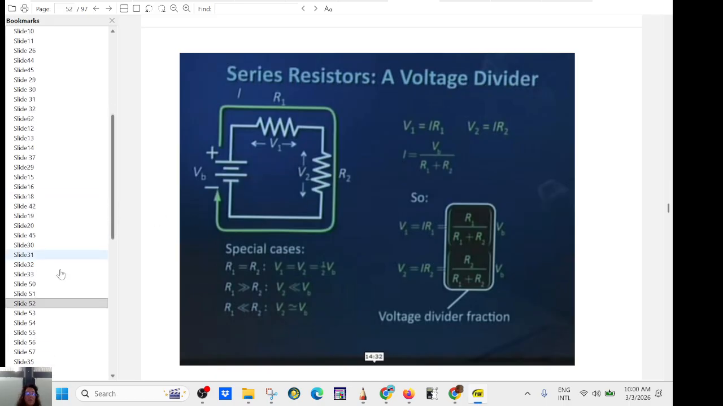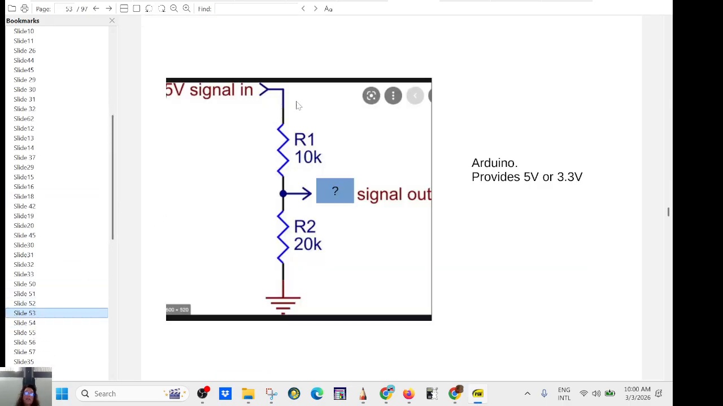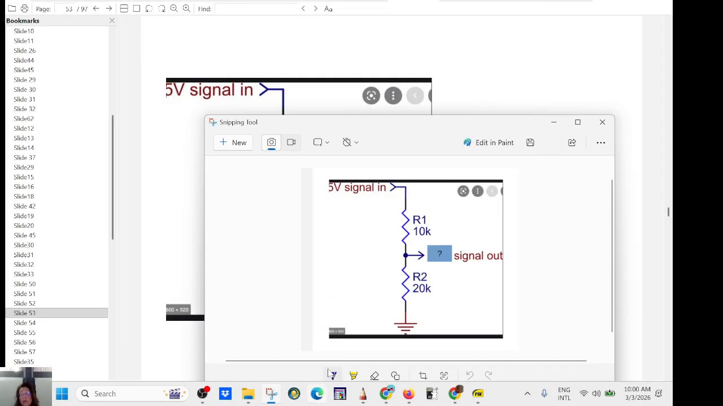So let's take an example. That's from Arduino stuff. That will be your output, that will be your sensor. And find V out. Don't stare, do.